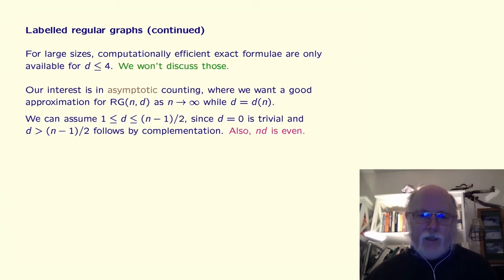By complementation, we can assume that the degree is at most (n-1)/2, and we'll ignore degree 0, and nd is always even. I won't mention that condition again.